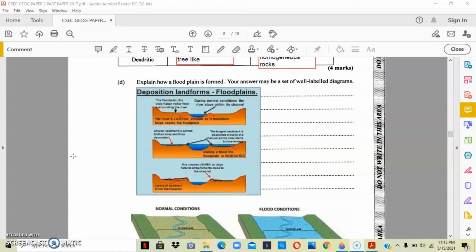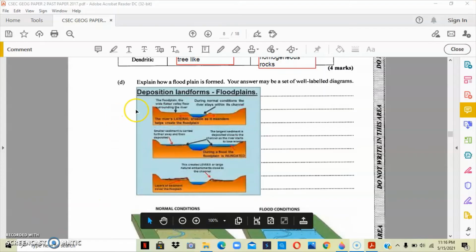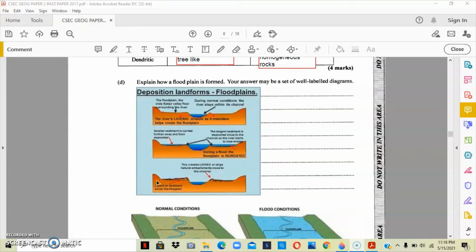So for geography, there are certain topics that you can go ahead and draw to accompany your answer that could award you points. For example, the picture that I'm showing on the screen now could go for a well-labeled diagram. So I'm going to explain how floodplains are formed. Now we know that a floodplain is just an area of flat, fertile land which is covered in water when a river overflows its bank.